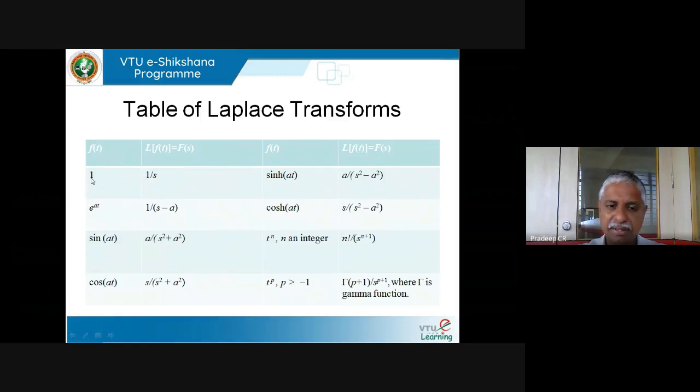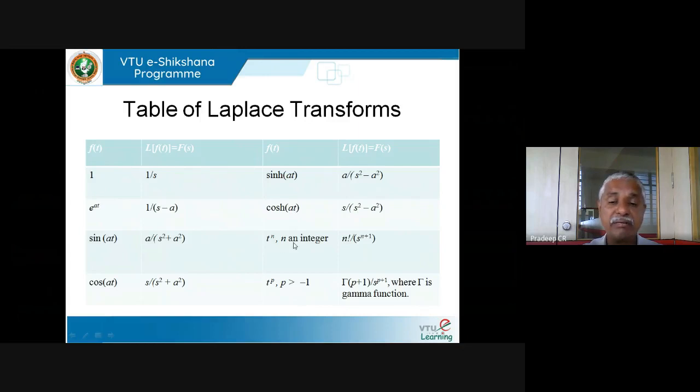So let me repeat. Laplace of constant function 1 is 1 by s. Laplace of e power at is 1 by s minus a. Laplace of sin at is a by s square plus a square. Laplace of cos at is s by s square plus a square. Similarly, Laplace of hyperbolic sine is a by s square minus a square. Laplace of hyperbolic cos is s by s square minus a square.